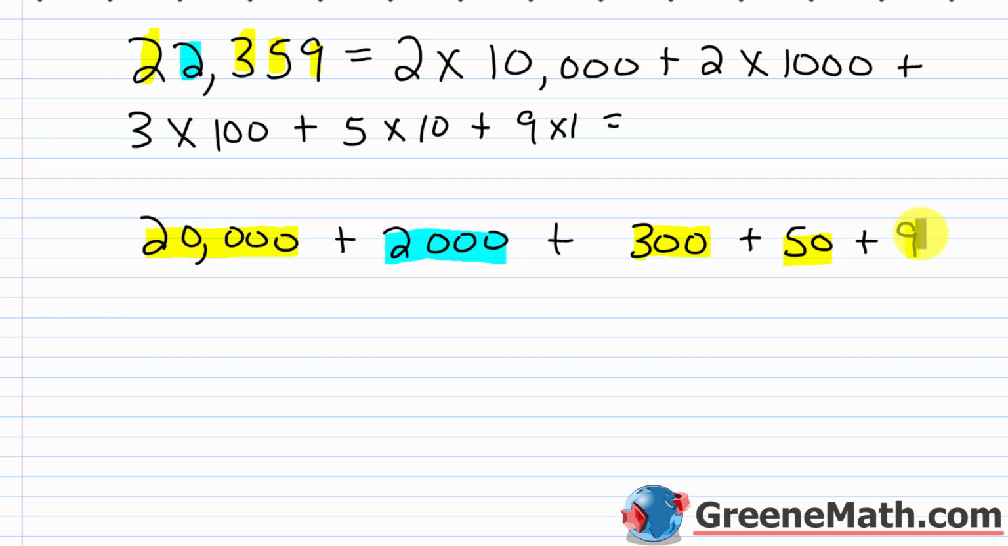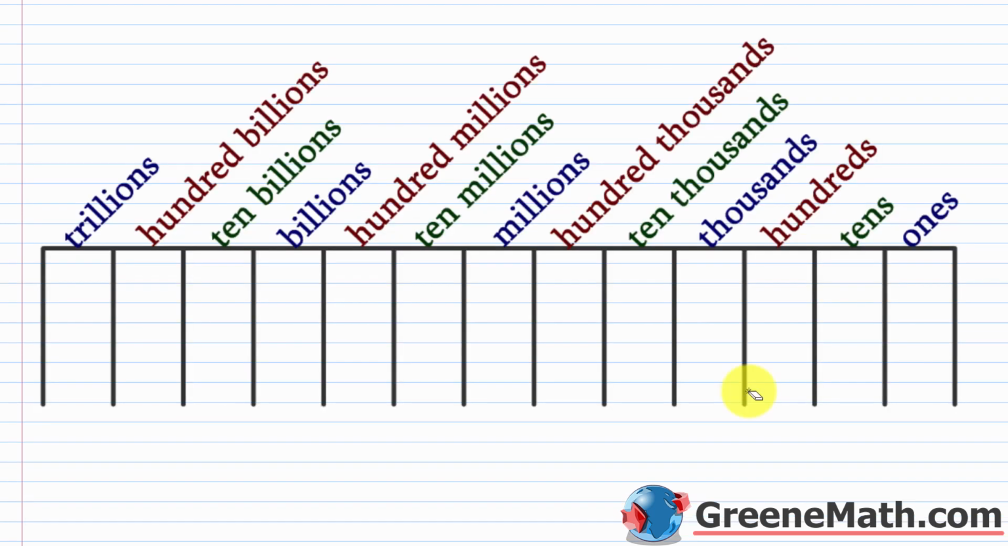So each digit gets its value, again, based on where it is in the number, and that's why we call it a place value system. Let's look at another one. Okay, let's say we had 759,275.